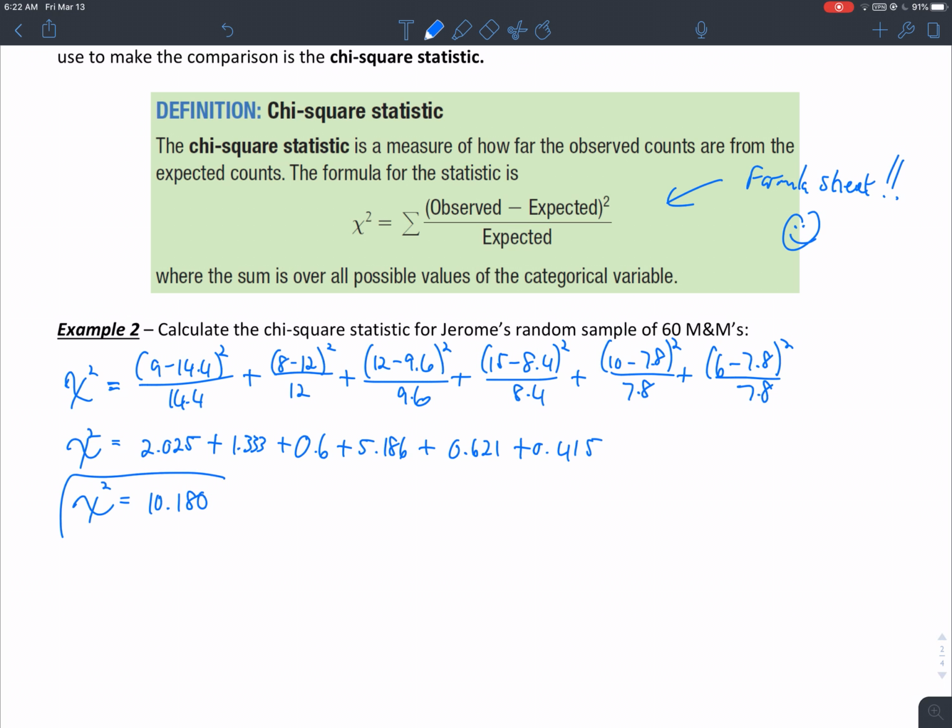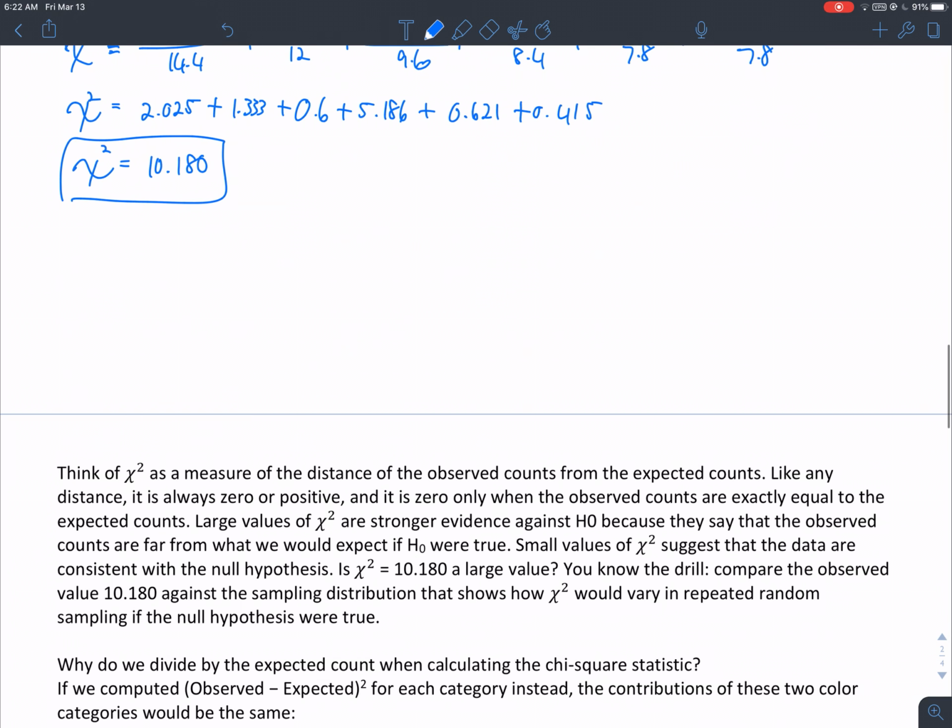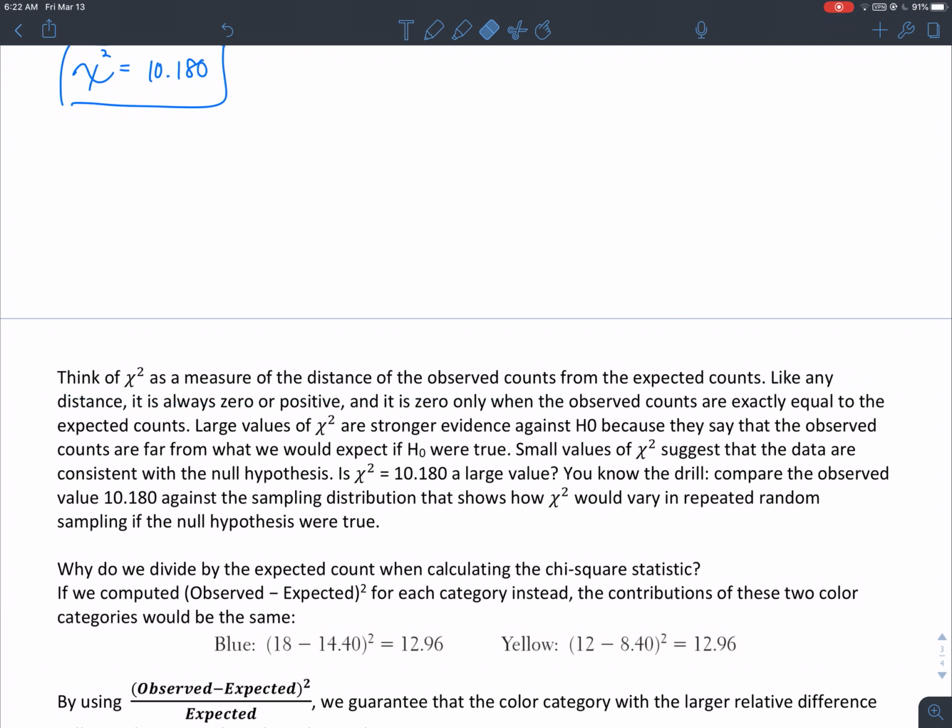So I did it. This one number for Jerome describes how all of the observed and expected counts fared relative to what I expected. So how they relate, and I have a number that quantifies that whole scenario. So, again, think of chi-squared there. I think I said that. You can read this if you want.